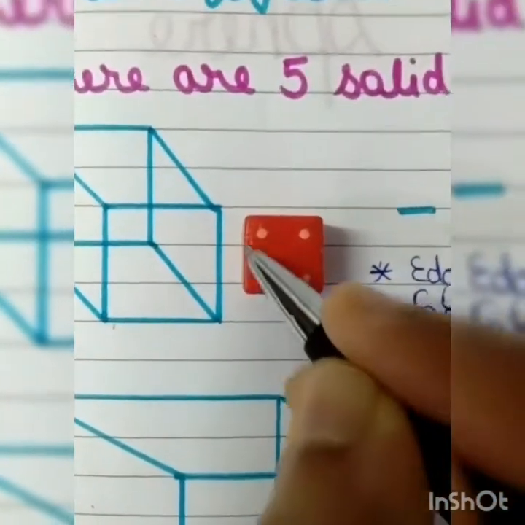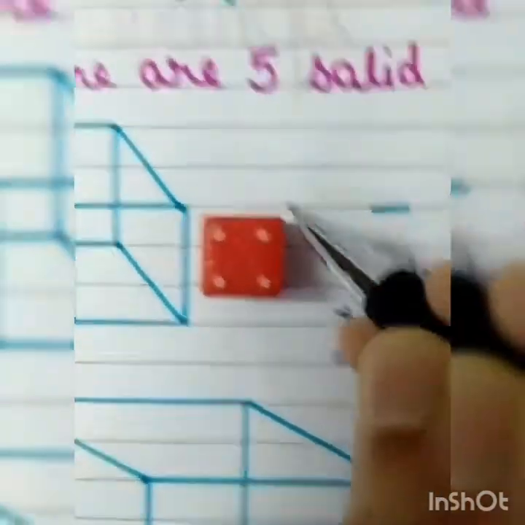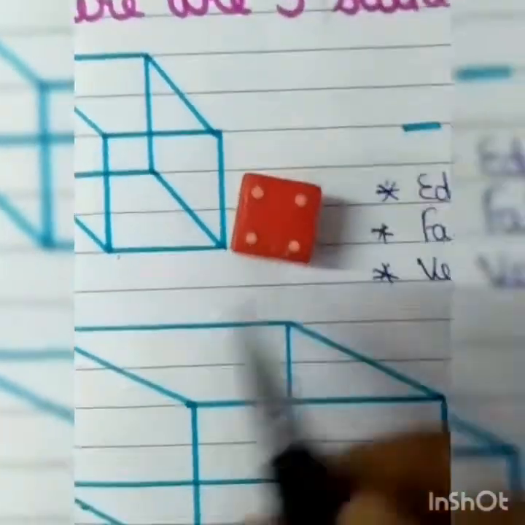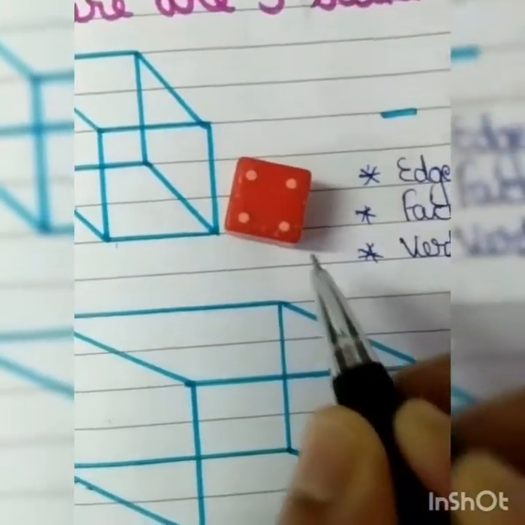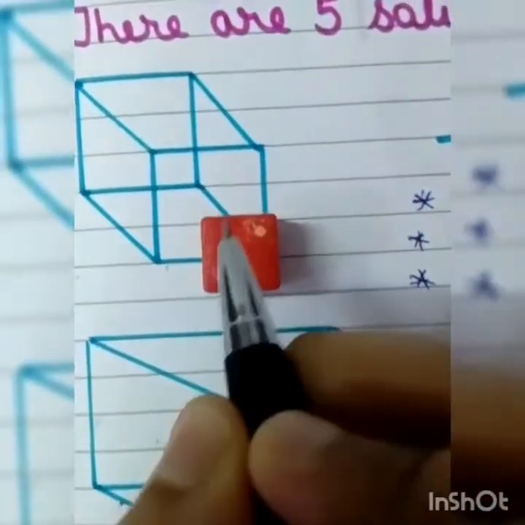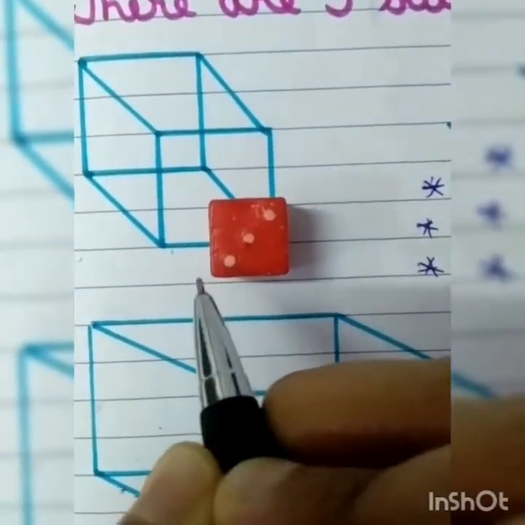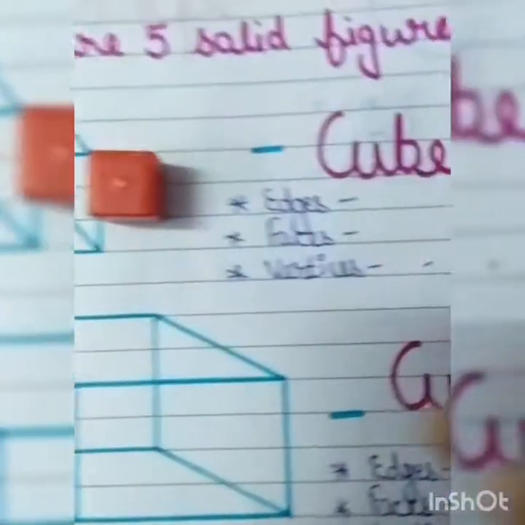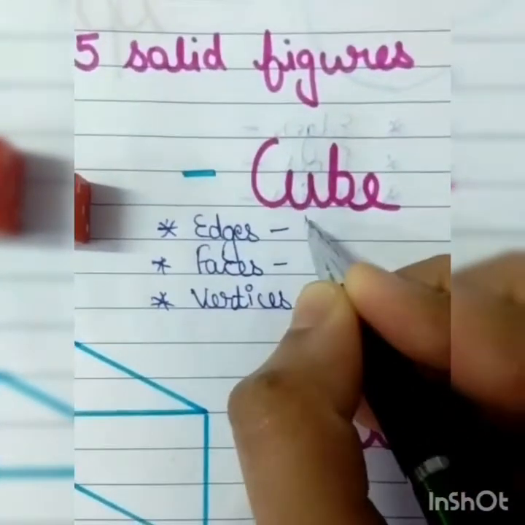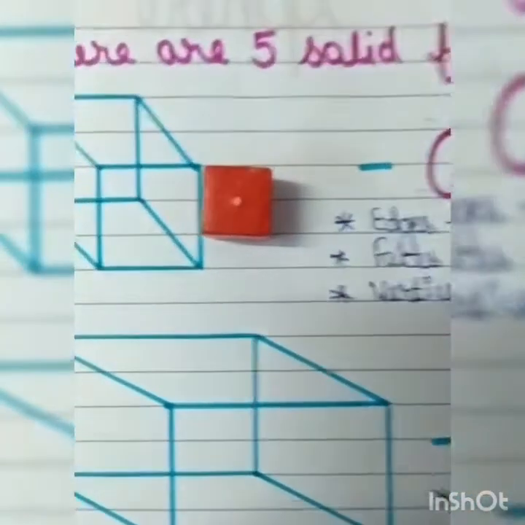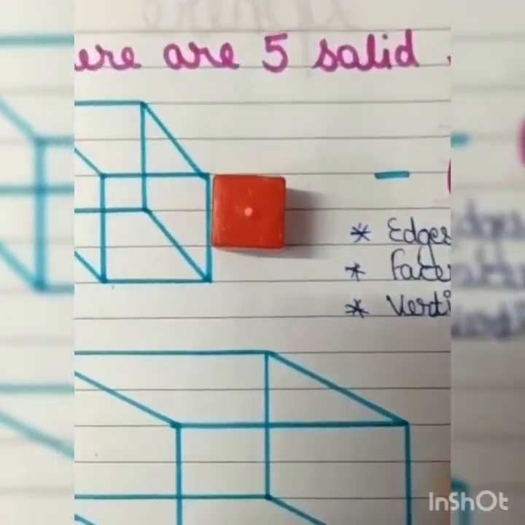1, 2, 3, 4, 5, 6, 7, 8, 9, 10, 11 and 12. So cube has 12 edges. Now write it down, students. 12. Now faces. Let's count the faces, students.